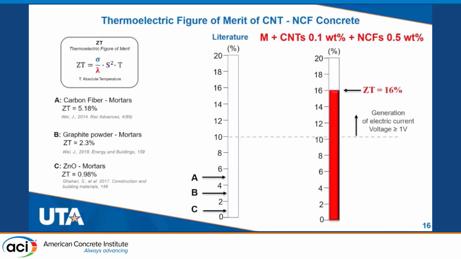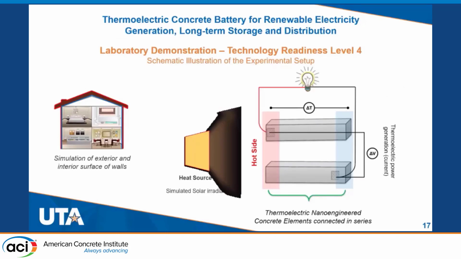To summarize, here is the thermoelectric figure of merit of this particular sample with CNTs 0.1 and nanocellulose fibers 0.5, and we reached a thermoelectric figure of merit of 16%, which is sufficient for generating electric current at a voltage of 1 volt. So, to showcase this concept, we prepared a laboratory demonstration in our lab at UTA, and I will show you this thermoelectric concrete battery for renewable electricity generation.